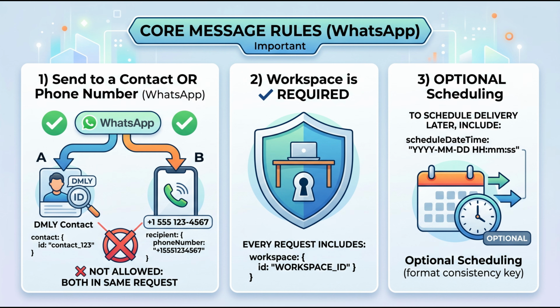Every message request must also include a workspace ID. This tells DMLY which workspace should send the message. You can also schedule messages for future delivery by providing a scheduled date and time.